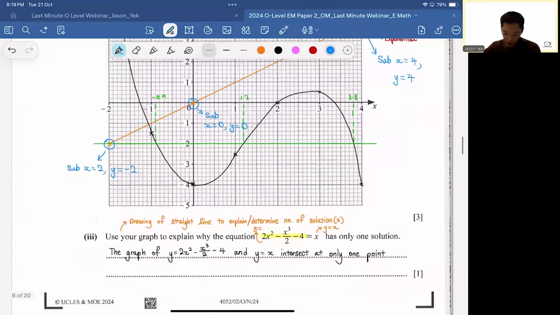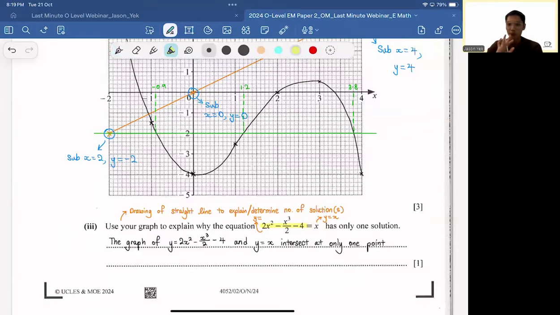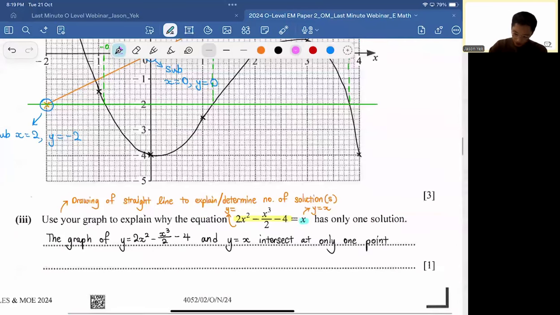No. y equals to x is because the question asked me to sketch y equals to x. It's not because of convenience. Because the question says y equals to x, that's why I'm sketching the x graph. If the question changes to, for example, y equals to 2x plus 2, you then sketch 2x plus 2, because we are finding the intersections of such graphs.